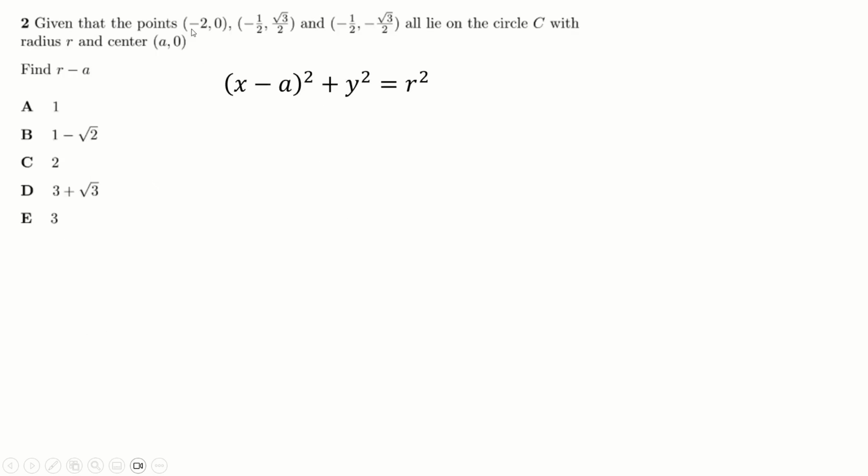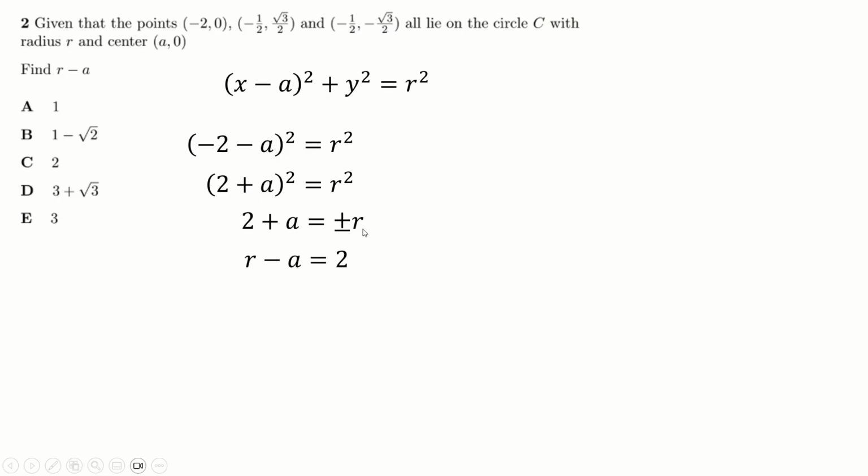Now here we have a circle that must look like this if it has center A0 and radius R. Now we can put in this point here, and actually that's basically all that we need to do. Because if we square root both sides, of course, squaring a negative is the same as squaring a positive. If we square both sides, we get this. And now if r is plus r, then we just end up with r minus a equals 2. And if r was minus r, we wouldn't end up with that. We'd end up with like r plus a. But it doesn't really matter, right? We have that r minus a equals 2. So therefore, I think it's 2. So there, the answer of C.